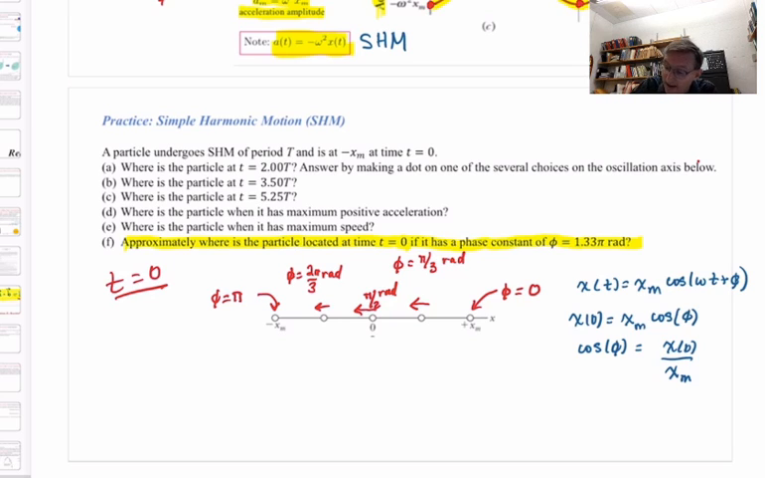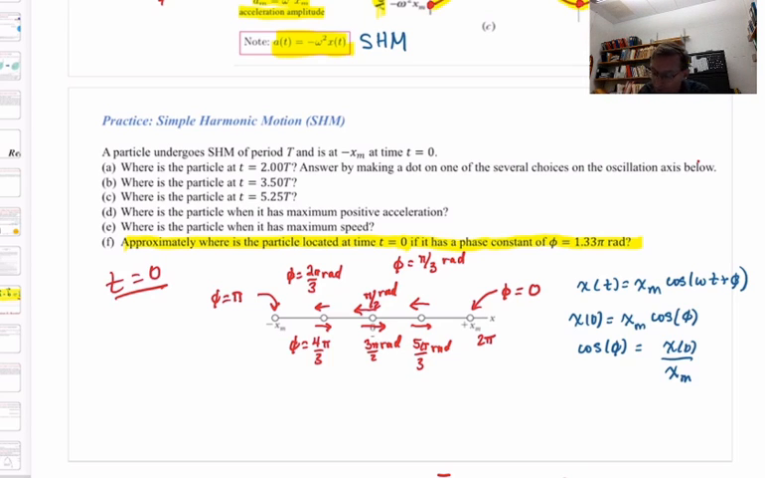Let's keep going. If phi gets even bigger now from pi, if phi is 4/3 pi radians, the particle is back here at this midpoint, but now traveling to the right. This is what it would be doing at time 0. If phi equals 3 pi over 2 radians, it's passing through equilibrium, but going to the right. If phi equals 5 pi over 3 radians, it's right here, traveling to the right. And if phi equals 2 pi radians, it's back over here at plus x max. So now, that's a handy thing to remember.